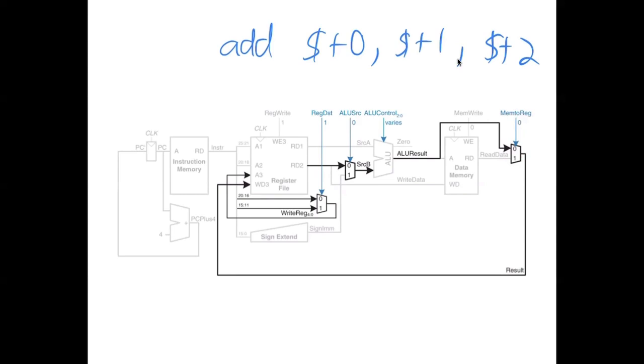So for our add command, we're sending the ALU result through. That goes into the write data part. And so the last thing is to know where to write it. From the command, we can see that we want to write it to T0.